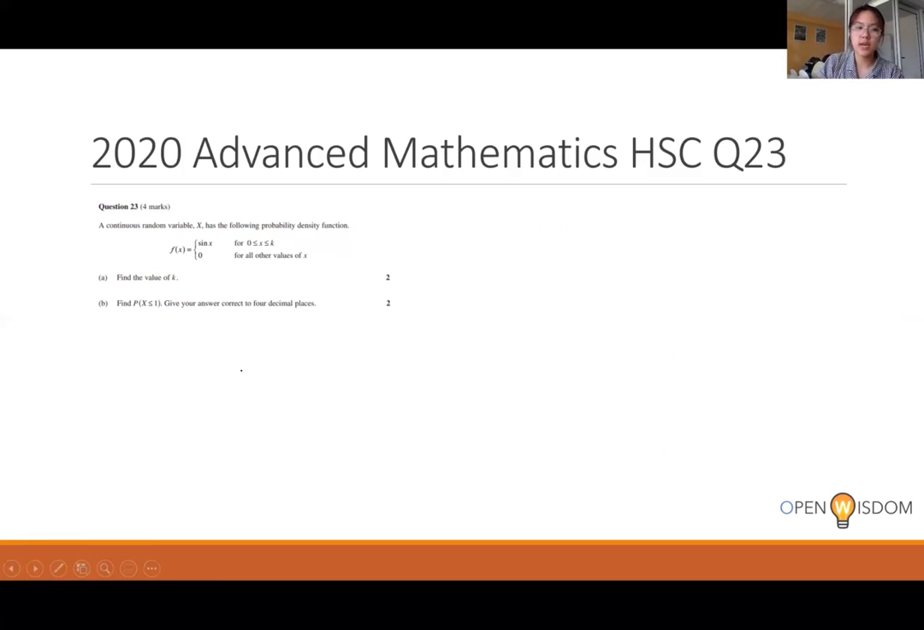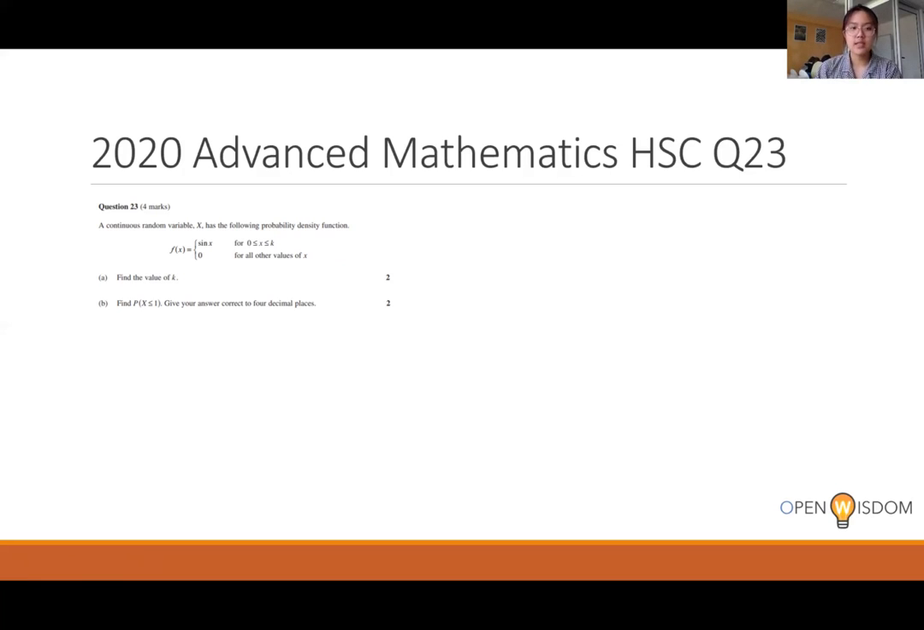So let's just quickly go through this question and the important parts that we should get out. This is a continuous random variable x, and it's given us a probability density function. We can see that this PDF, or probability density function, is valid for the values of x going from 0 to k, and all other values of x give us a PDF value of 0. So the first part of this question asks us to find the value of k.